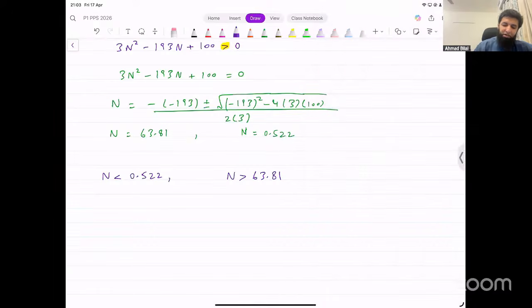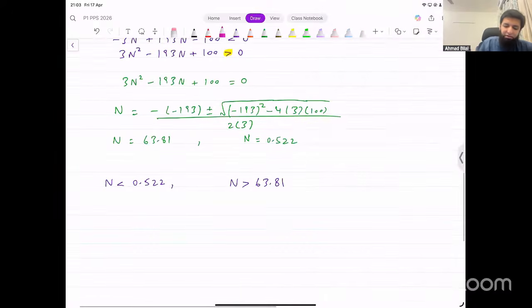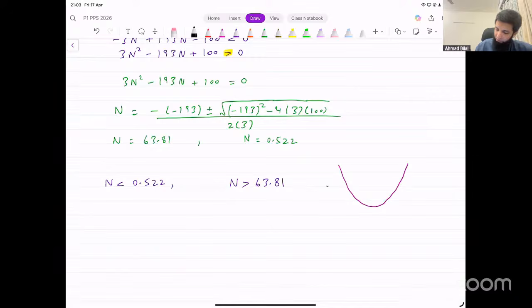If you use a curve, that's also pretty straightforward, right? It's a U-shaped curve. It would look like this. What are the intercepts that we're getting? One intercept is 0.522 and the other intercept is 63.81. The inequality symbol is greater than 0. You've got this side here and this side here, which means we're either in this region or this region.